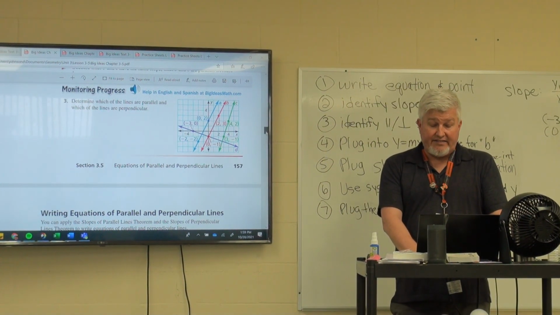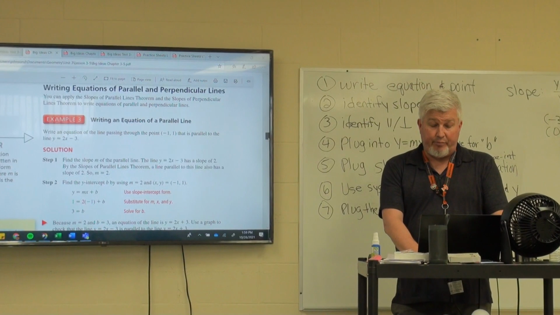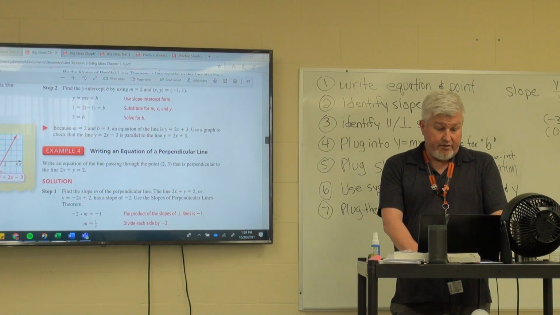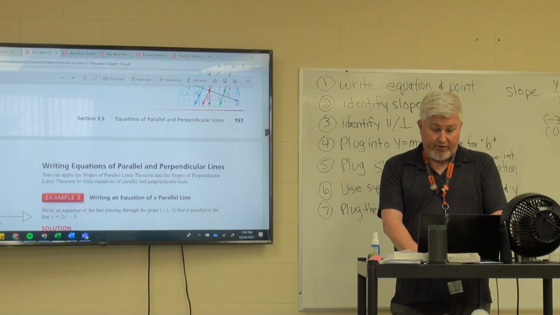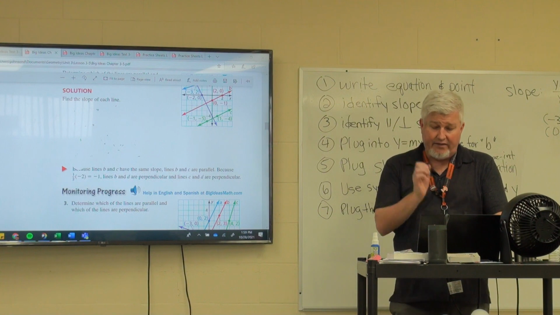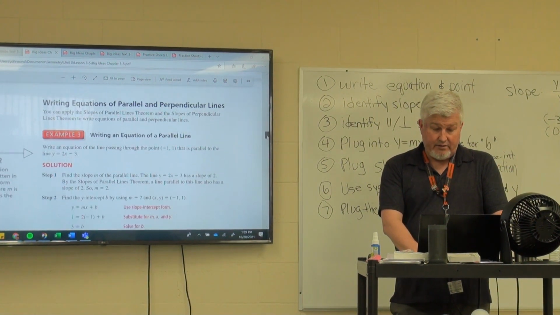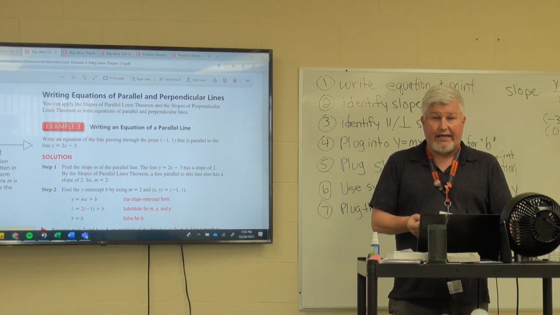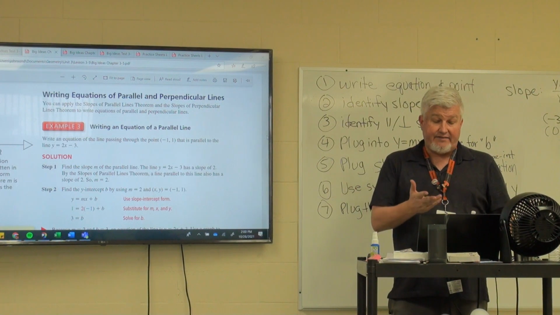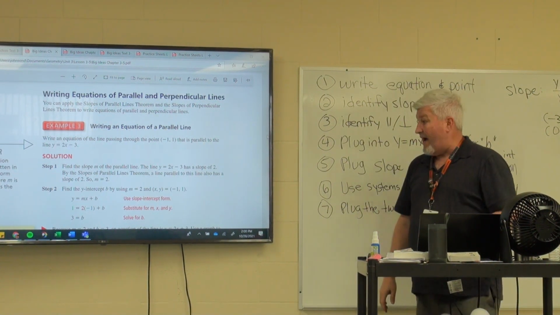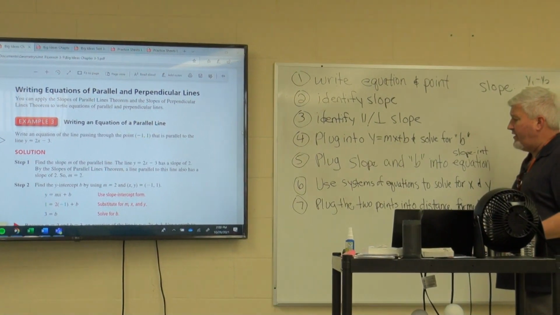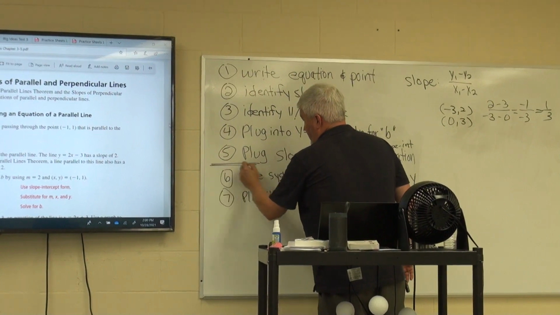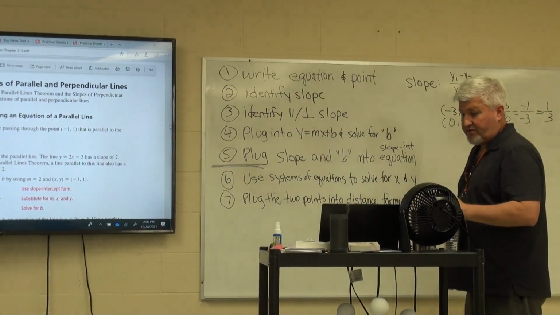All right, next section, writing equations of parallel and perpendicular lines. What we got here is it's going to give you the line and a point, and you're to determine the equation for the line that's parallel to the given line and passes through the given point. So I've written on this board, you guys all saw this week, the 7 steps. For this particular thing, we're only worried about the first 5 steps to solve.